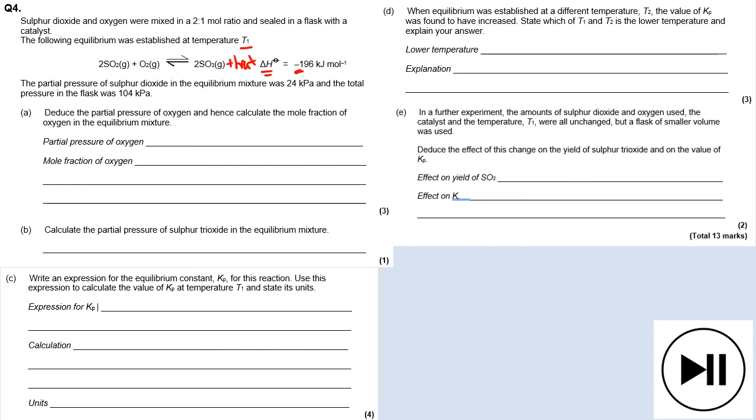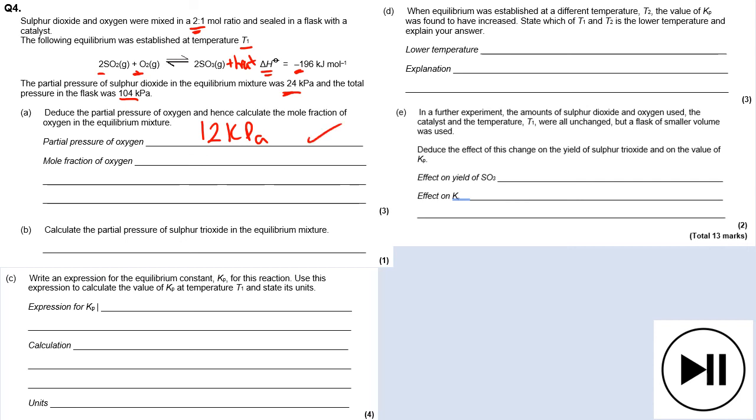We are told that the partial pressure for sulfur dioxide is 24 and the total pressure is 104. We also know that they are mixed in a 2 to 1 ratio. So therefore, if we know the partial pressure of sulfur dioxide was 24, the pressure for oxygen, because there's half as much, will be half as much. So the partial pressure for oxygen is 12 kilopascals. That's going to give us 1 mark.